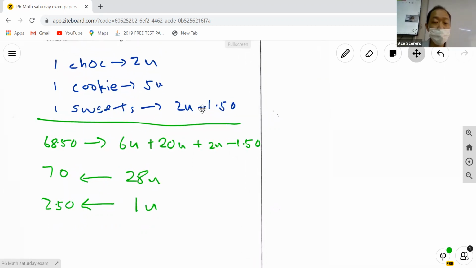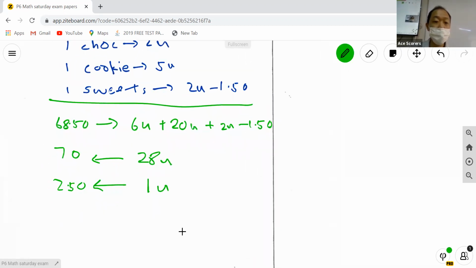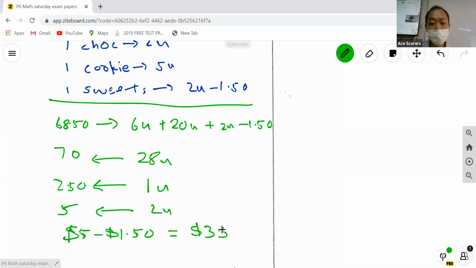So sweets is 2 units minus 150. Yeah, so 2 units is $5, minus 150. So $5, and you will take away $1.50. Yes, you're right. $3.50.